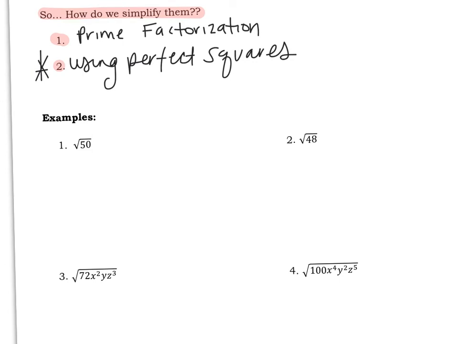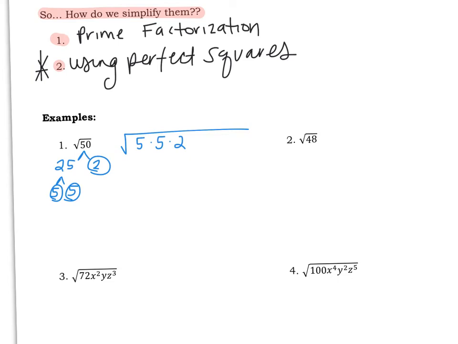I'm going to do prime factorization first. This is where I do my factor trees. Two numbers that make 50, 25 and 2. 2 is prime, I circle it. That branch is dead. Factors of 25, that's 5 and 5. Both 5s are prime. So now I write my radical house, and I put 5 times 5 times 2 inside.